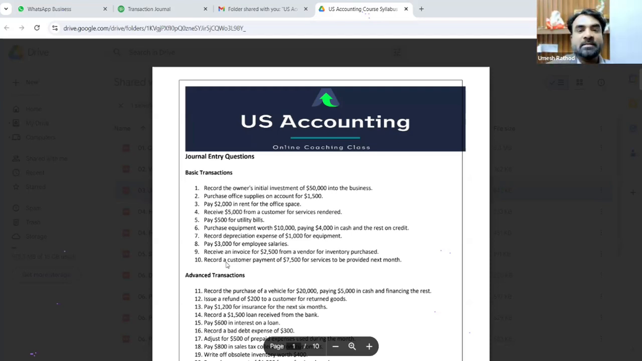That is a very simple thing. See, you have to consider that you are doing business. That is a simple transaction. You are getting money in your bank account. So when you get money in your bank account, bank account is debit. Okay, and who is giving money? The owner. Owner's account is credit. Okay, so that is the simple first transaction.